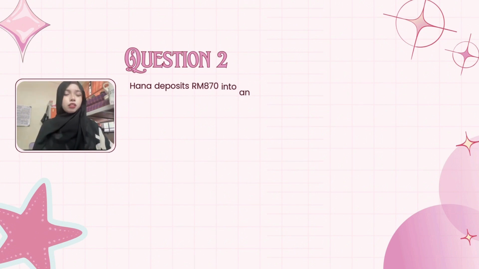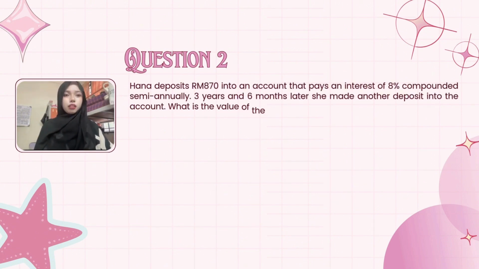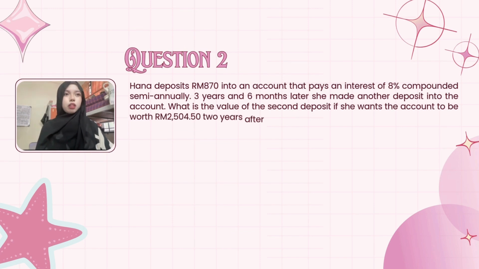Question number 2. She deposits RM 870 into an account that pays an interest of 8% compounded semi-annually. 3 years and 6 months later, she made a second deposit into the account. What is the value of the second deposit if she wants the account to be worth RM 2,504.50 2 years after the second deposit?